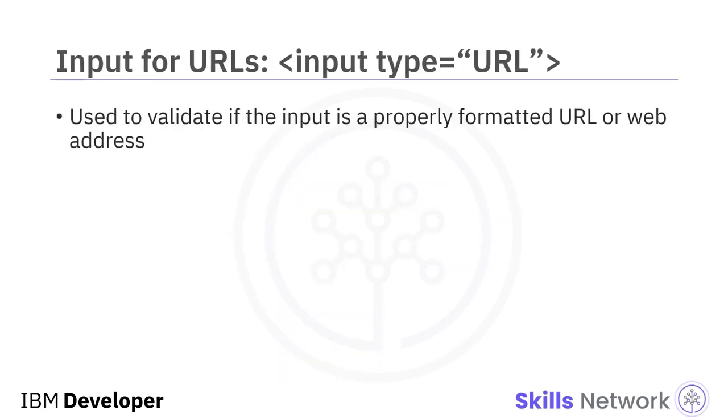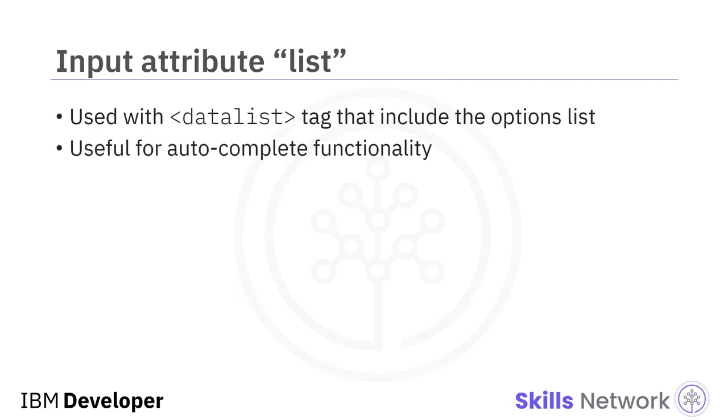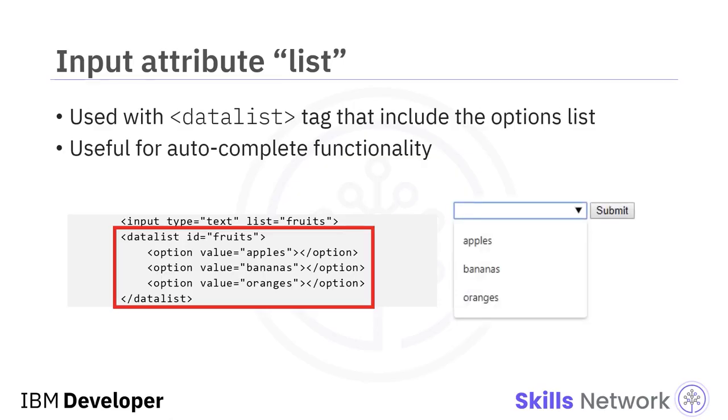The URL attribute is used to validate that the user typed in a properly formatted URL or web address. The input list equals SOMELIST uses the datalist feature, not to be confused with the select element. The datalist options are only suggestions, useful for autocomplete functionality. You can fill the list by nesting option elements inside the datalist tag. These options are the types of fruits listed in the drop-down list.